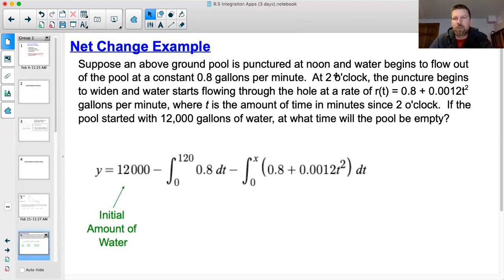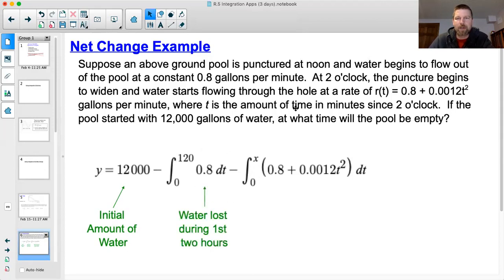From noon until 2 o'clock, I lost some water at this rate, 0.8 gallons per minute. So I'm just going to do the integral from 0 to 120 of 0.8 dt. 0 to 120 because that's 120 minutes, right? This was gallons per minute. And it's 2 hours, 120 minutes from noon to 2 o'clock. So this is the amount of water I lost during those first 2 hours. That's why I'm subtracting it.